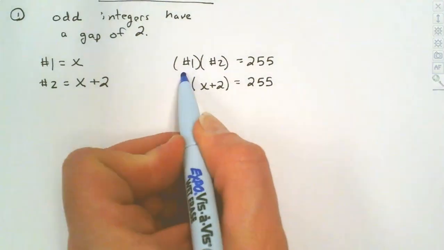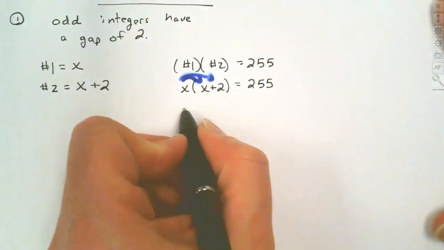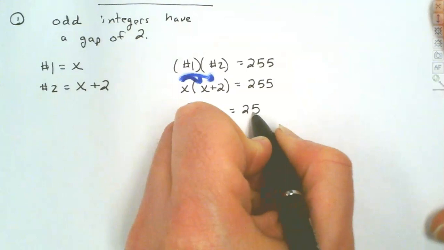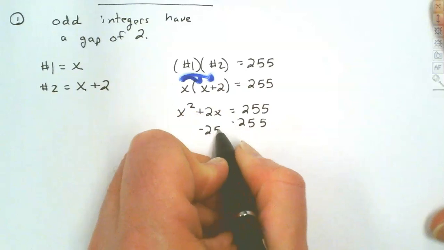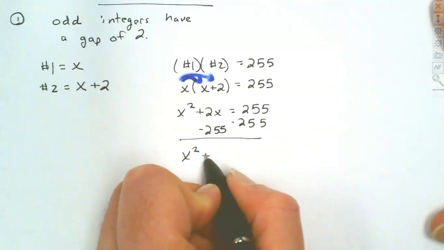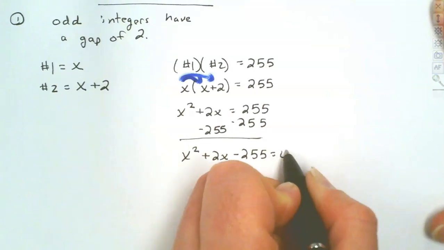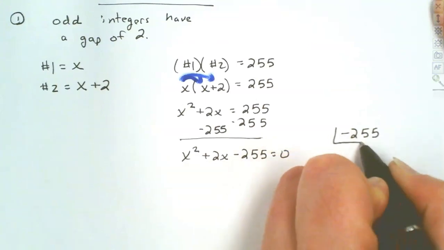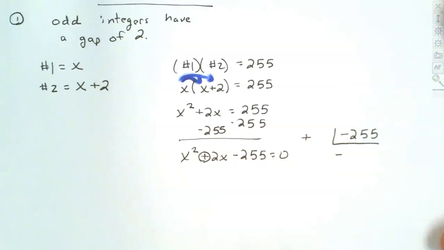We're going to have to distribute and factor. So we'll distribute that x through, and that gives you x squared plus 2x equals 255. We'll move that 255 over, and then we'll factor. So now we've got x squared plus 2x minus 255 equals 0. First times the last is a minus 255. The middle number is positive, so the larger one's positive, the smaller one's negative.